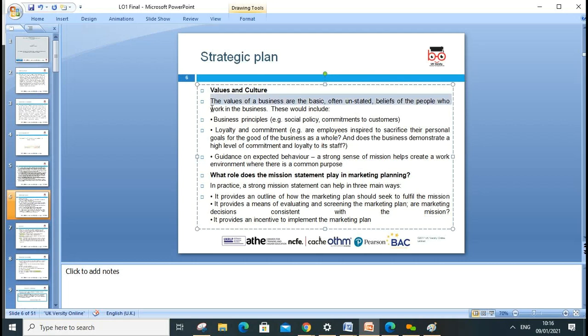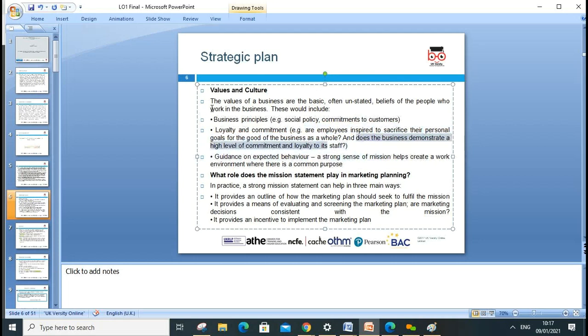Basic, often unstated beliefs of the people who work in the business. Business principles and social policies: commitment to society. Yes, we do not pollute. We help. We do local projects for the local people. We offer local jobs to the local people. Loyalty and commitment are inspired by the sacrifice of their personnel, goods and services as a whole.